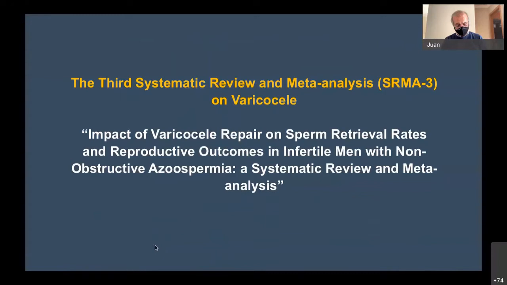In the third systematic review and meta-analysis, we will be talking about the impact of varicocele repair on sperm retrieval rate and reproductive outcomes in infertile men with non-obstructive azoospermia, and of course, they have clinical varicocele.